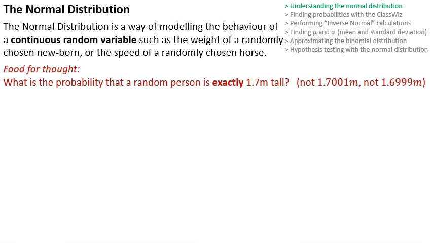This is a good way to start to make sense of the difference between continuous random variables and discrete random variables. So I want you to pause the video and have a think about this question. What is the probability that a randomly chosen person would be exactly 1.7 meters tall? Now, I'm not talking about approximately 1.7. I'm not saying to the nearest centimeter. I'm saying exactly 1.7. Have a think, pause the video. When you think you've got a number, an actual probability, then unpause and we'll see if we agree.